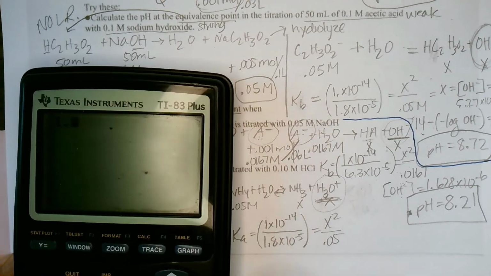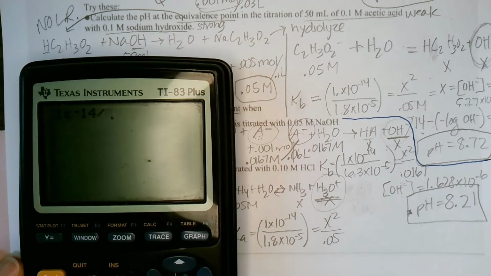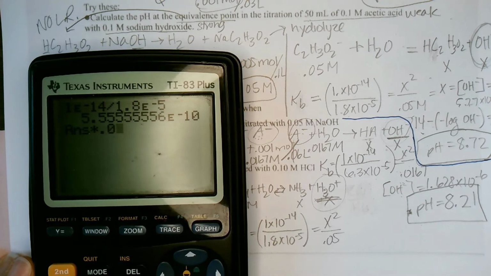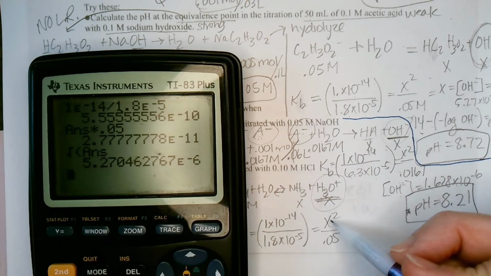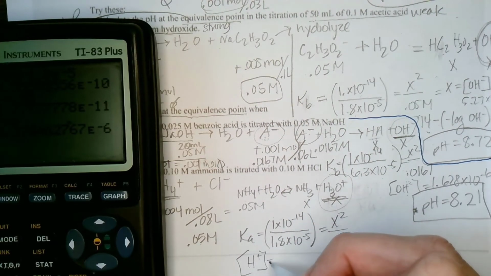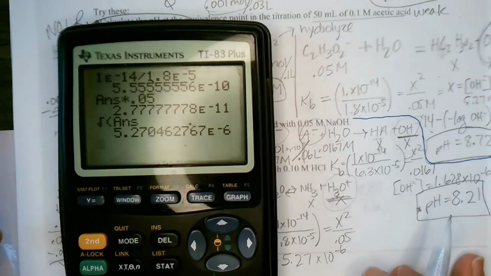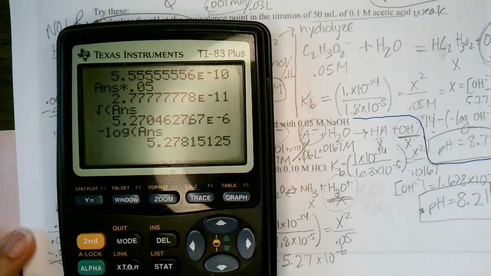1 times 10 to the negative 14 divided by my Kb, 1.8 times 10 to the negative 5, gives me my Ka. Ka times 0.05, and then let's take the square root of it to get x. X is my concentration for H plus, so it's equal to 5.27 times 10 to the negative 6. Let's take the negative log of that for my pH, to get a pH of 5.28.